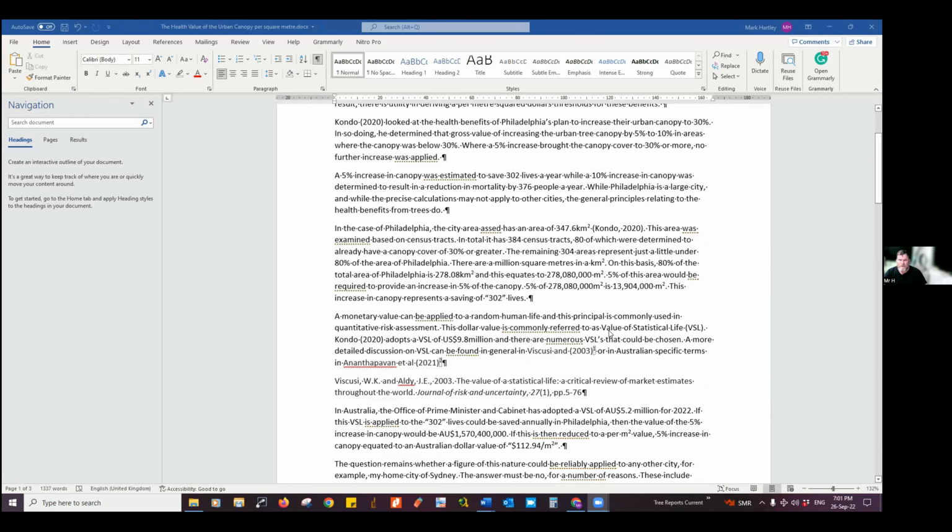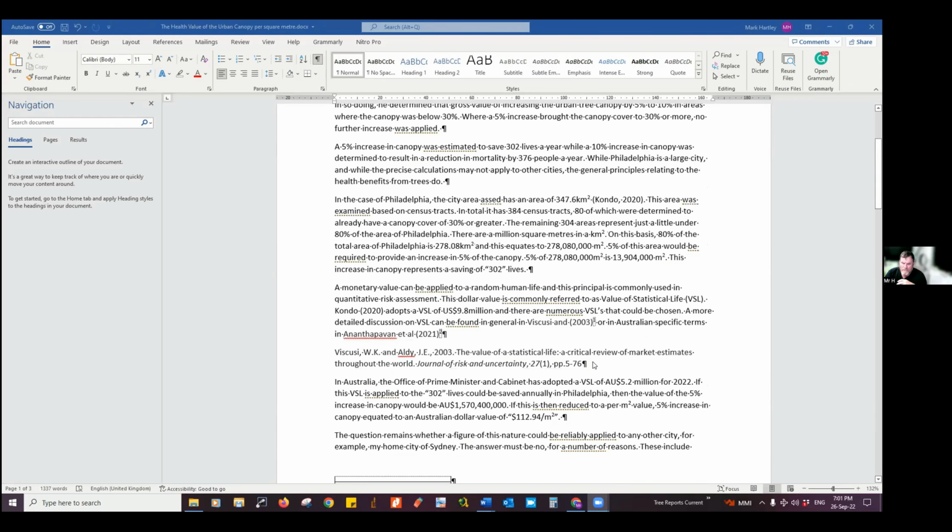So we look at a thing called value of statistical life, and that's a tool that's used to put a value on a random life. It's not saying that the life is only worth that. It's not saying that people are only worth that, but how do we handle it? And there's some, sorry, there's a mistake there.